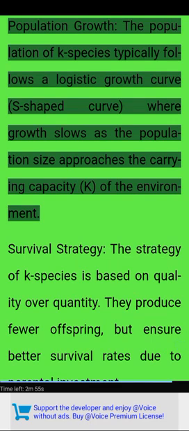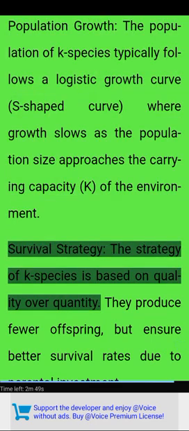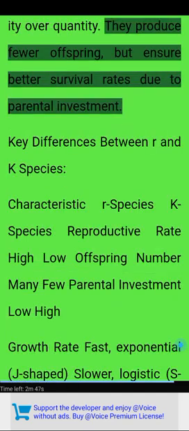Population growth. The population of K species typically follows a logistic growth curve, S-shaped curve, where growth slows as the population size approaches the carrying capacity K of the environment. Survival strategy. The strategy of K species is based on quality over quantity. They produce fewer offspring, but ensure better survival rates due to parental investment.